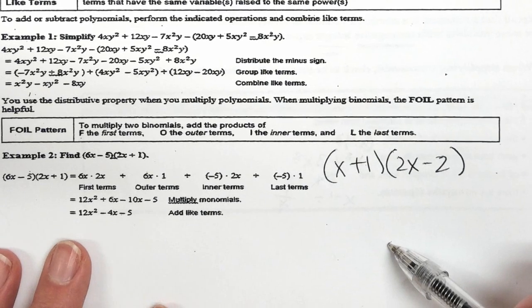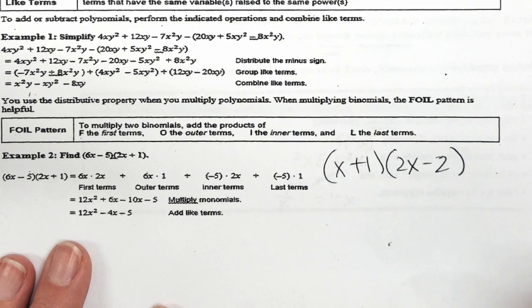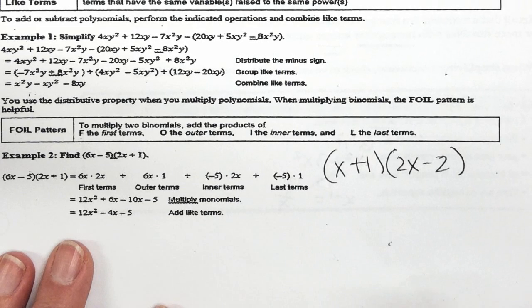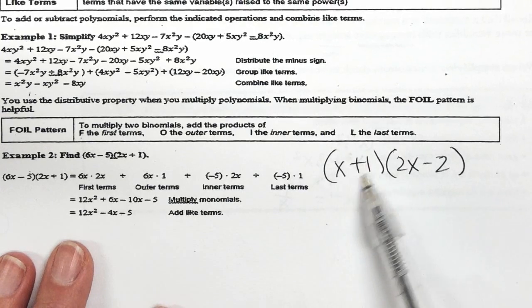Alright, so FOIL stands for what? And when do you use FOIL? When you multiply 2 binomials. Good. And what makes something a binomial? It doesn't have to be x. What does binomial mean? 2 terms. Good. So how do we know this is a binomial? Because it has 2 terms.